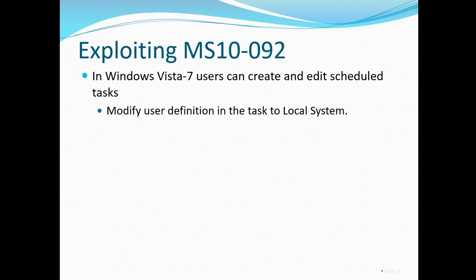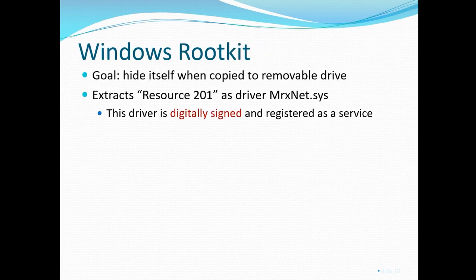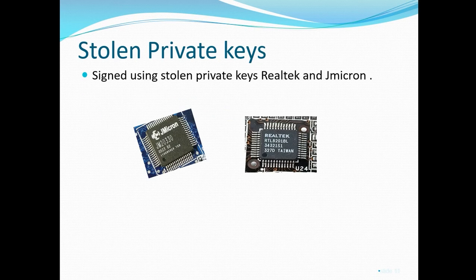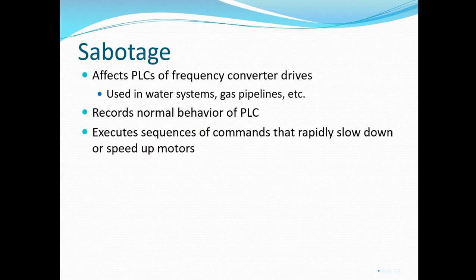Windows rootkit: the goal is to hide itself when copied to a removable drive by extracting resource 201 as driver MRXNET.SYS. This driver is digitally signed and registered as a service. But how can it be signed? Here is the reason. Stuxnet drivers were signed using stolen private keys of Taiwanese semiconductor companies named Realtek and JMicron. Let's see what is the outcome of it.